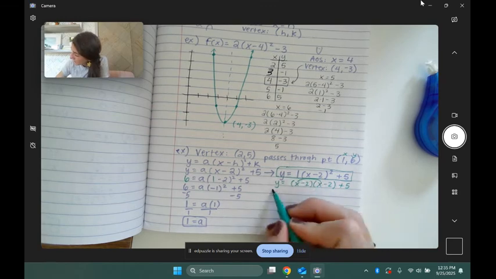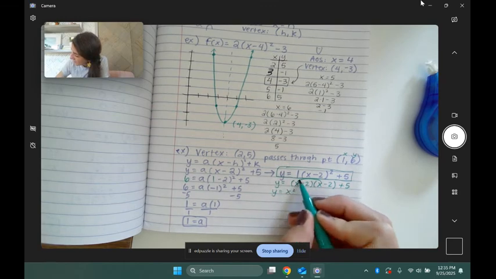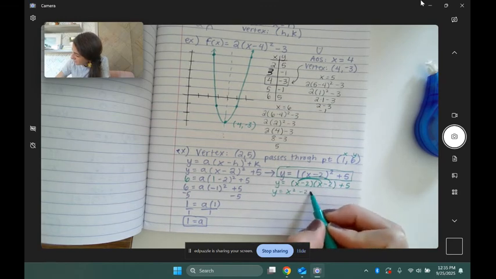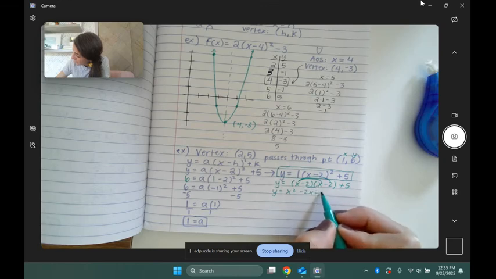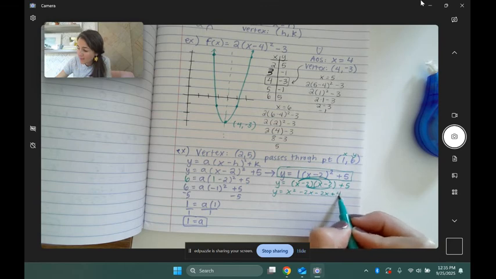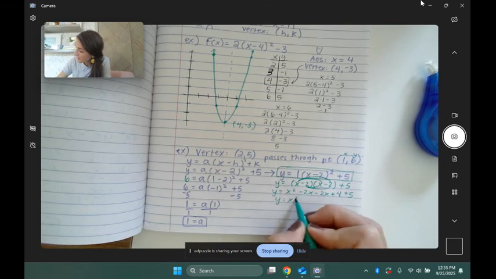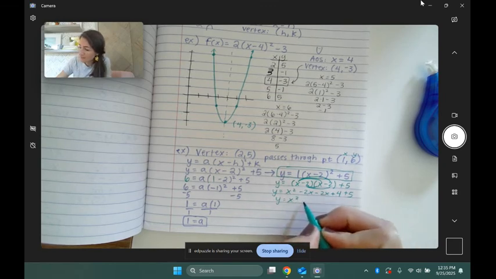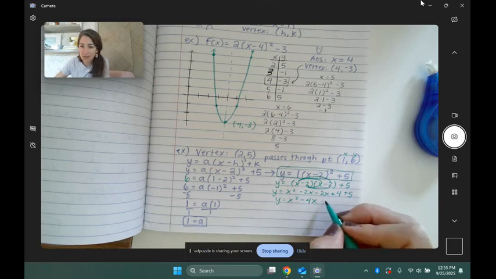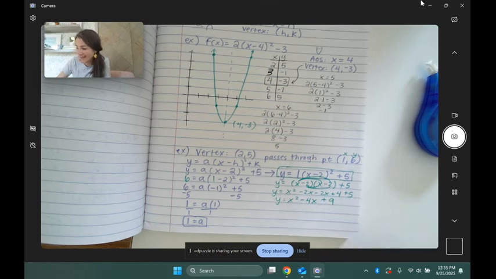So x times x is x squared. x times negative 2, then negative 2 times x, and negative 2 times negative 2. Everything in the first parenthesis multiplies everything in the second. So x squared, negative 2x minus another 2x is negative 4x. And 4 plus 5 is 9.